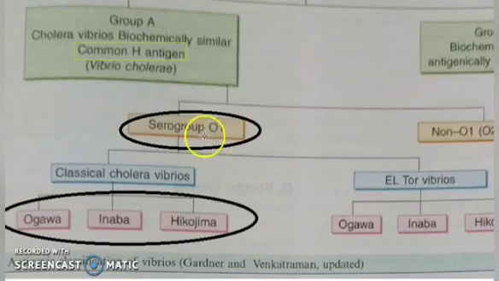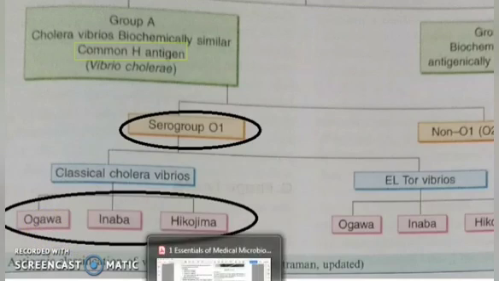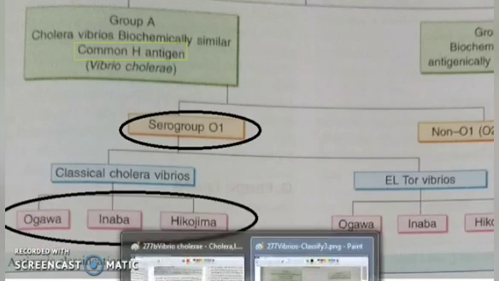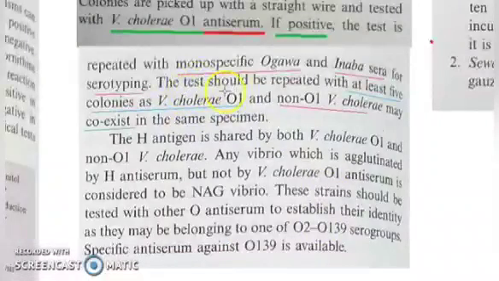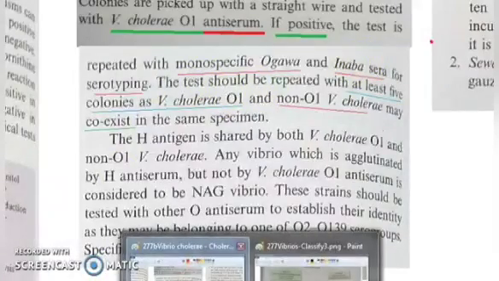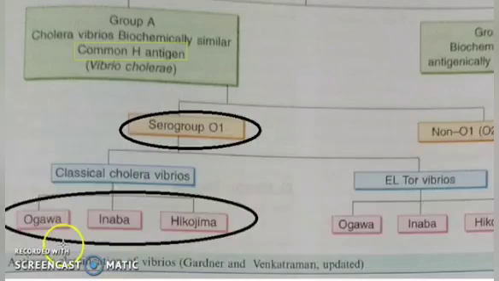So what we are saying is you perform the test on 5 different colonies, because sometimes O1 and non-O1 coexist. Now if you get O1 as positive, then with monospecific Ogawa and Inaba sera, you repeat the test so that you can know which one it is exactly. Ogawa, Inaba or Hikojima. Draw this diagram and explain.